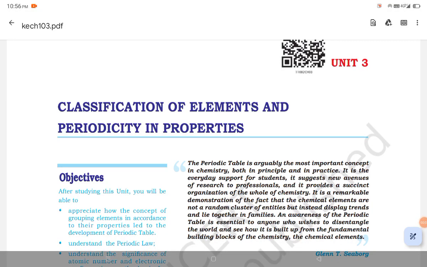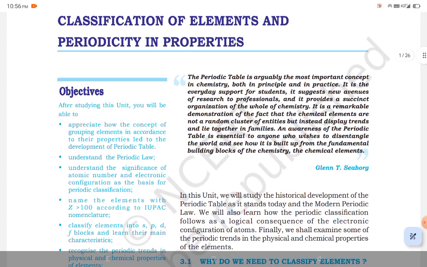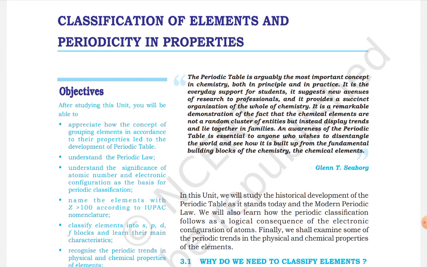Classification of elements and periodicity in properties. The periodic table is arguably the most important concept in chemistry, both in principle and in practice. It is the everyday support for students. It suggests new avenues of research to professionals, and it provides a succinct organization of the whole of chemistry.